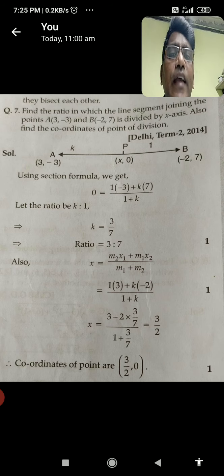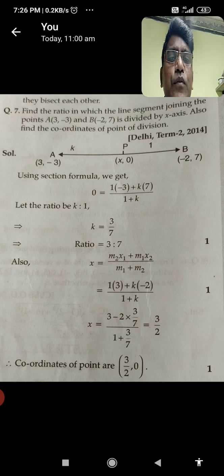Now I am going to take the x coordinate. If it is a point on the y-axis, I will take the x coordinate only, because x is 0 there, (0, y). So x = (m2 x1 + m1 x2) upon (m1 + m2). By substitution, m2 is 1, m1 is k, x1 is 3, x2 is -2. We get x = (3 - 6/7) upon (1 + 3/7). By taking LCM, the final value is x = 3/2. So the point P is (3/2, 0).